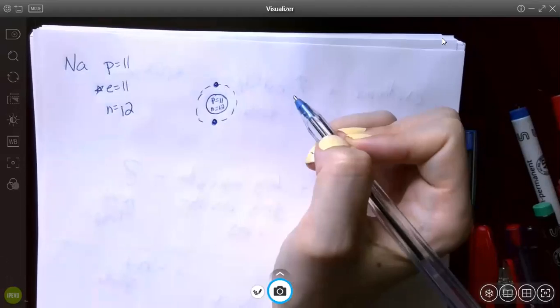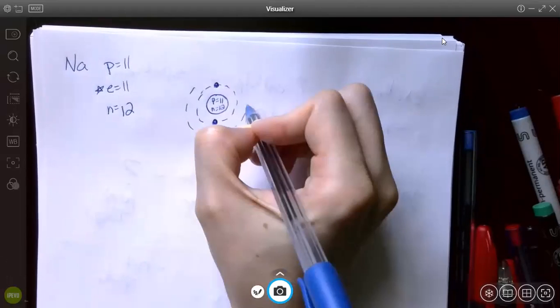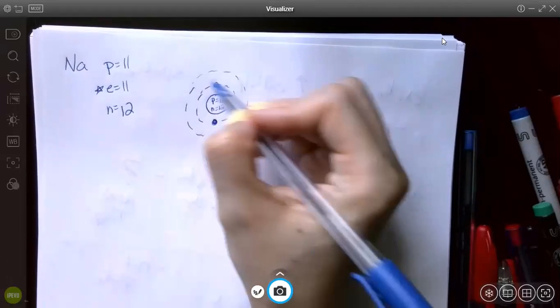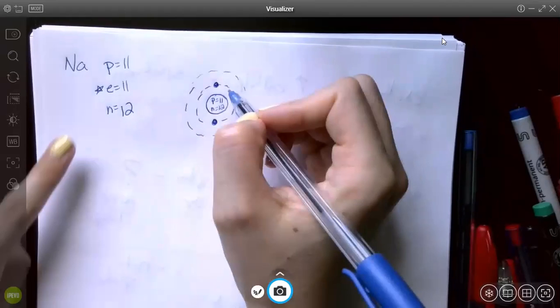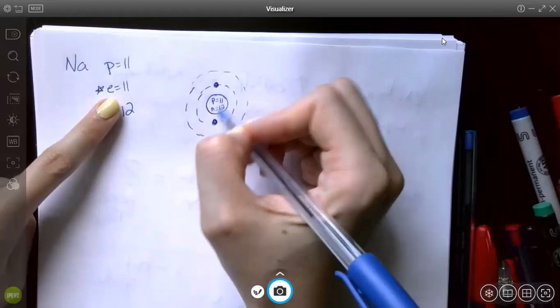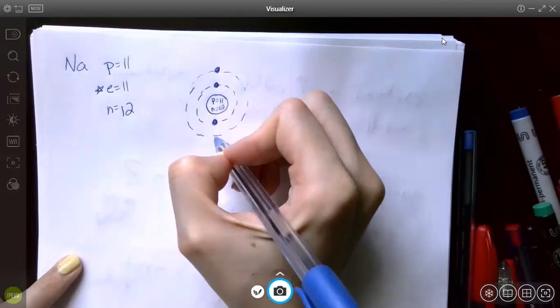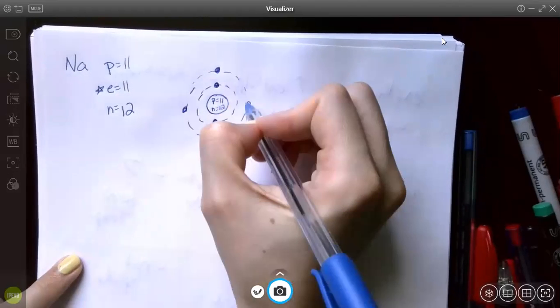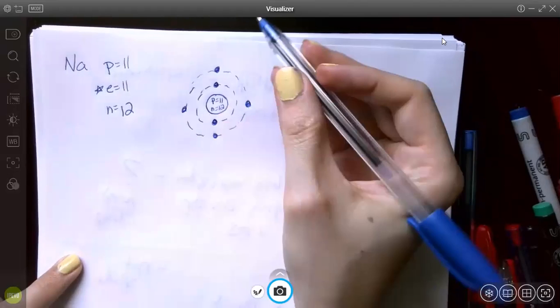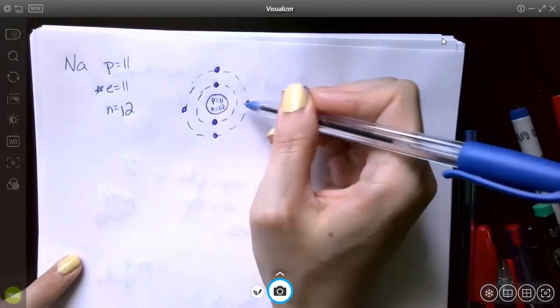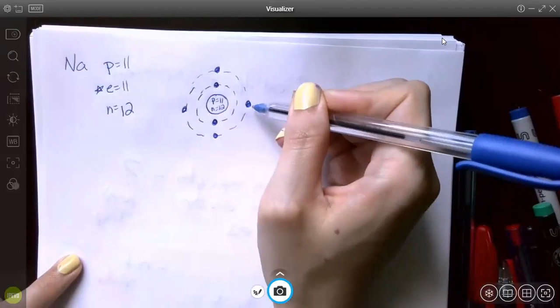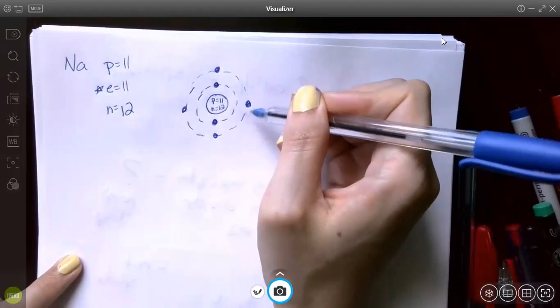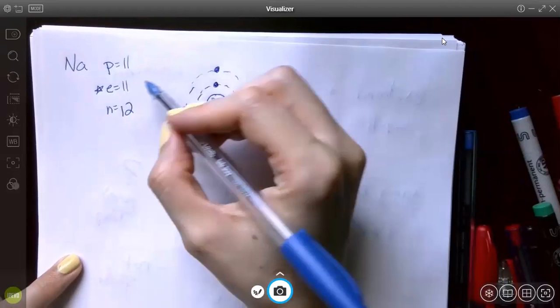Then I have to move to my next orbital, which can hold up to 8. And I need to get up to 11. So I've got 1, 2, 3, 4, 5, 6. I have to spread them out into those 4 positions before I start to pair any of them up. Now, I still need more. I'm only at 6. I need to get to 11.